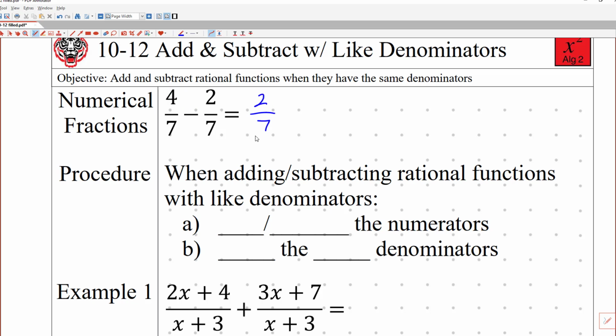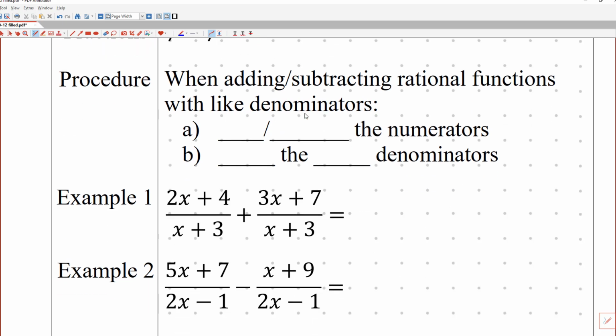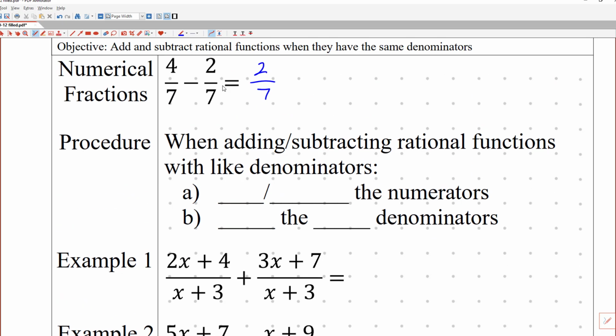I mean, the lesson tomorrow is going to be a little bit harder, well, actually kind of a lot harder, because you're going to have to be multiplying polynomials, but for today it's just nice and easy, nice and slow. So let's write down that procedure that we had, and we're going to be doing it with variables in a second. So when you're adding or subtracting rational functions with like denominators, the key thing is they have the same denominator. Like just means they're the same denominator, and I'm adding or subtracting. I'm not multiplying or dividing, so that's also important.